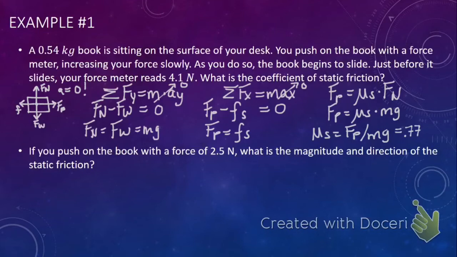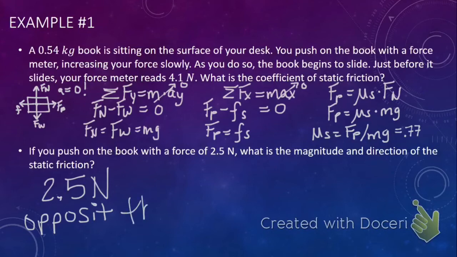All right. So then, if you push on the book with a force of 2.5 newtons, which is less than 4.1, what is the magnitude and direction of the static friction? Well, the magnitude is going to be 2.5 newtons, and the direction is going to be opposite the push. Just remember that static friction is only going to work as hard as it needs to. Nature is very lazy. It doesn't want to do more than it has to. So it can only be the 2.5, and it does oppose the motion.